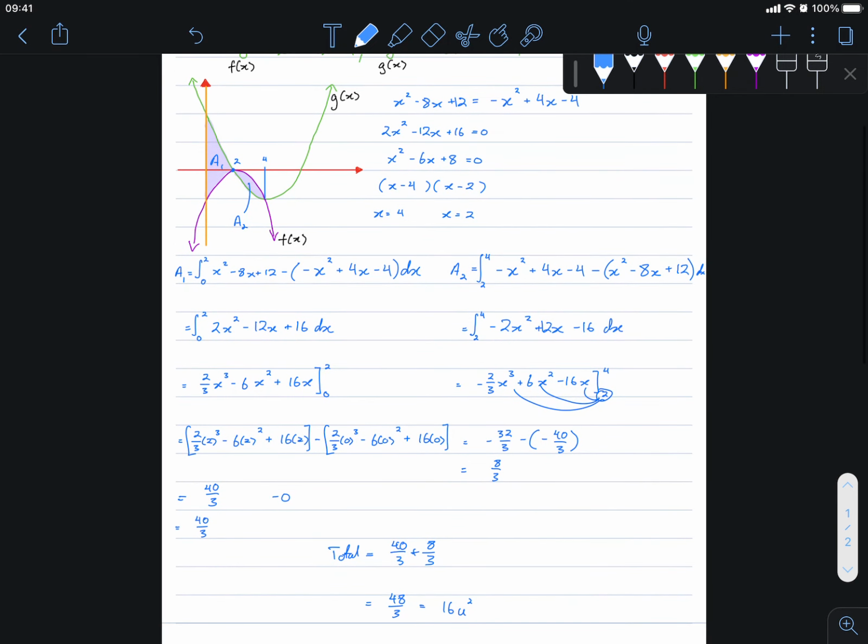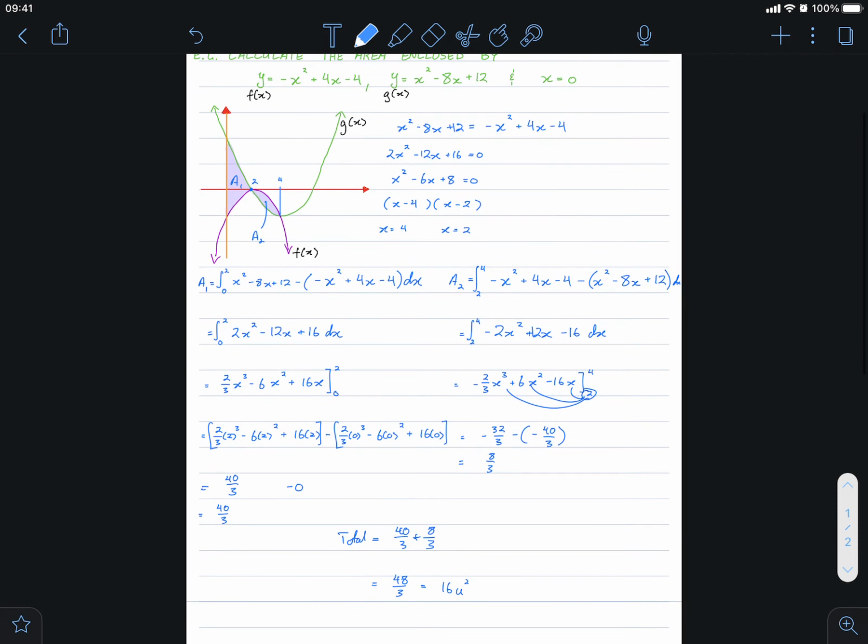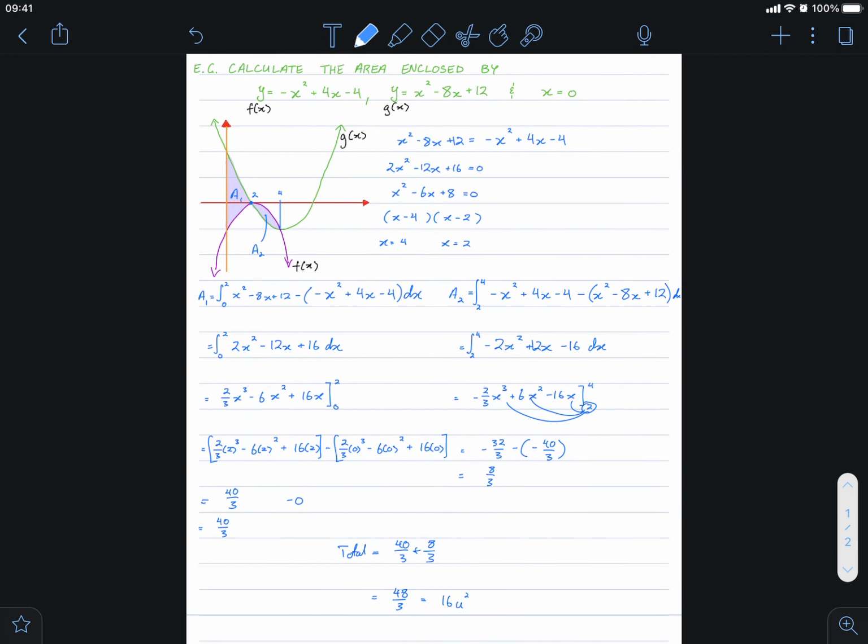So this is one of the harder problems when it comes to integration. So I hope that gave you an insight into how we solve a problem such as this.